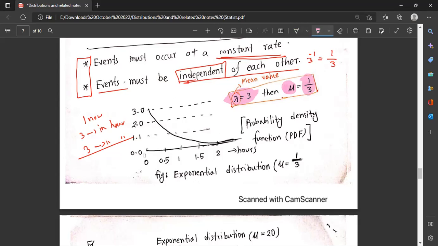So you see, we have 0 hour, and then half hour, and 1 hour, and 1.5 hours, 2 hours, and this way. And then you see the function here and the graph here. So it is like an exponential curve. We know that the exponential function goes either this way or this way. So it's the probability density function, and it's the graph of the exponential distribution.